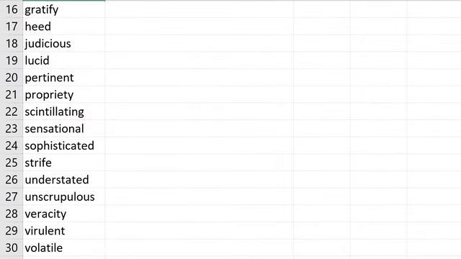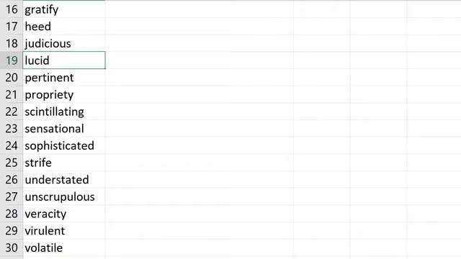So we're going to do 16 through 30. Gratify means to make somebody feel pleased or happy. Heed means to follow or listen to. I'm sure you've heard the phrase heed advice. You need to heed this advice. Judicious means wise or smart or clever. Basically, it just means making good decisions. It's a judicious finding, for example. It's a good, wise decision.